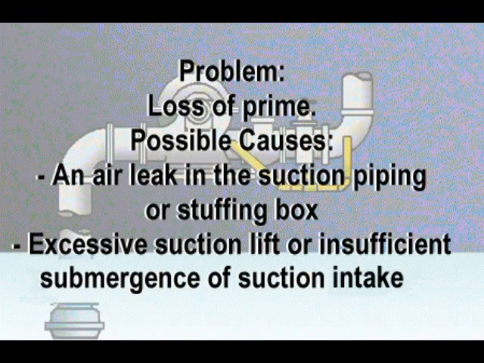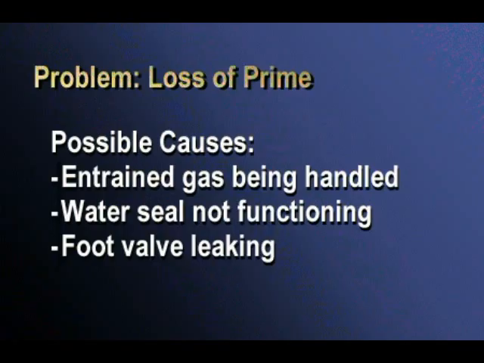Problem: loss of prime. Possible causes: an air leak in the suction piping or stuffing box, excessive suction lift, or insufficient submergence of the suction intake, and entrained air or gas in the liquid being handled. The water seal in the stuffing box is not functioning. A defective foot valve.